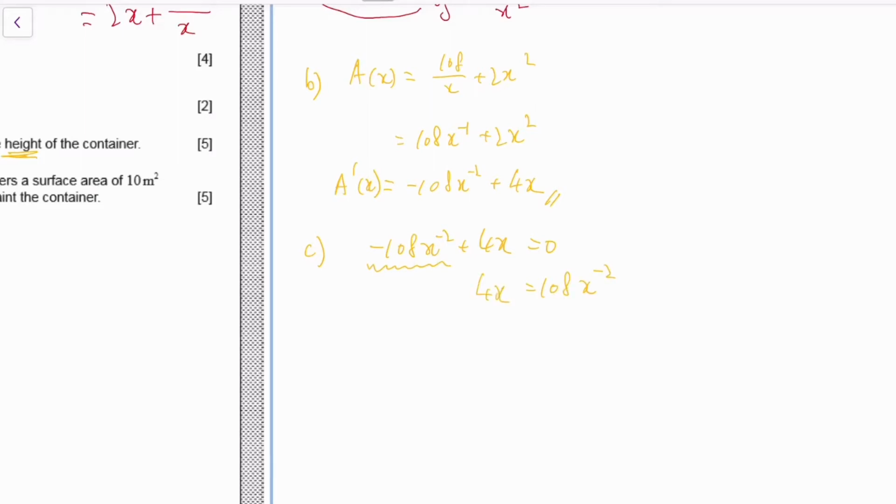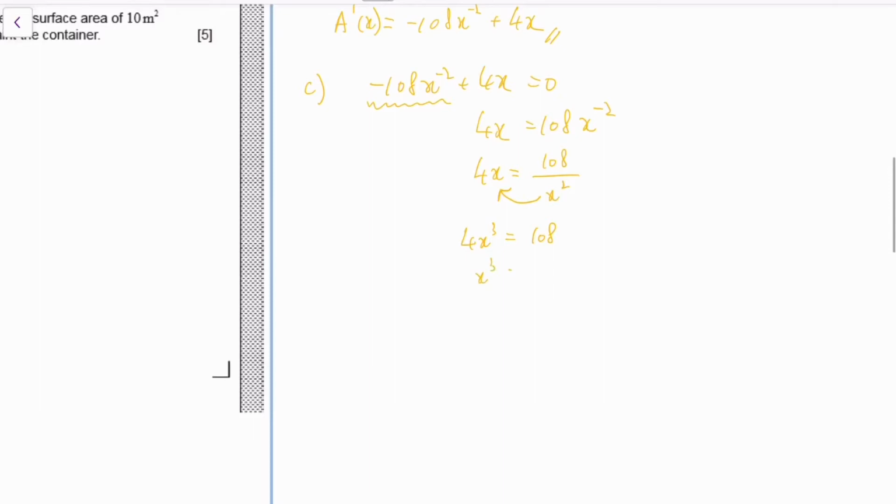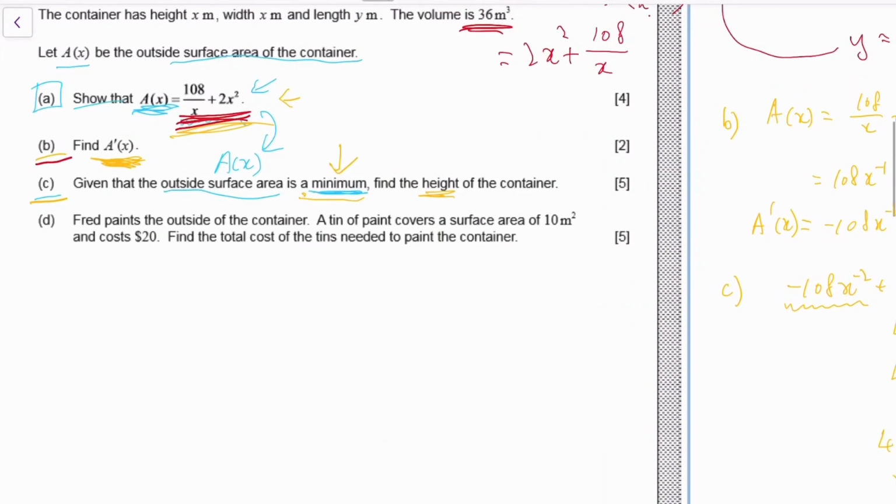This is where solving this equation is a bit tricky. You would turn the x to the power of negative 2 back to a fraction. So negative power means over x squared, and then multiply the x squared to the left. So we have x times x squared, that's x cubed, and then you divide by 4, which gets 27. And so you take the cube root of 27, x is 3. So when the height is 3, you obtain the minimum. Done.